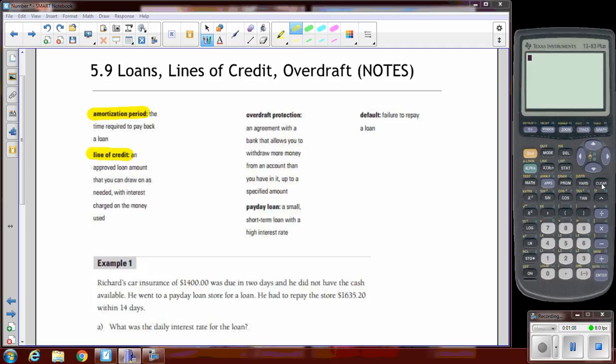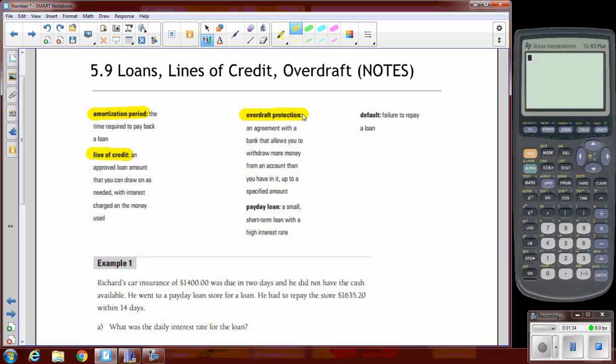Another way that people borrow money, usually on a monthly basis, is an overdraft protection on your account. So if you have a checking account that you write checks on for rent, for groceries, for anything else, you could apply to have overdraft protection, which means if you spend more than you actually have in your account in a month, the bank automatically just gives you the money.